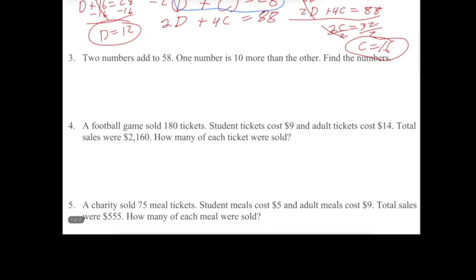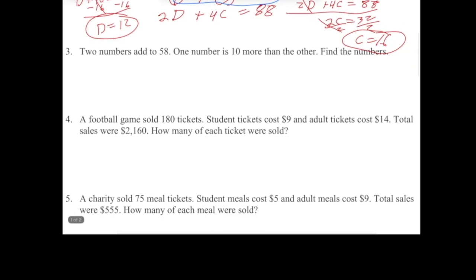Number 3, two numbers add to 58. All right, cool. I'll just go x plus y equals 58. One number is 10 more than the other. All right, so one of them is x. If that's x, what would y be? Well, y would be whatever x is plus another 10. Do you see right now what I got? I have my second equation, but it's set up as a substitution problem, which is fine.